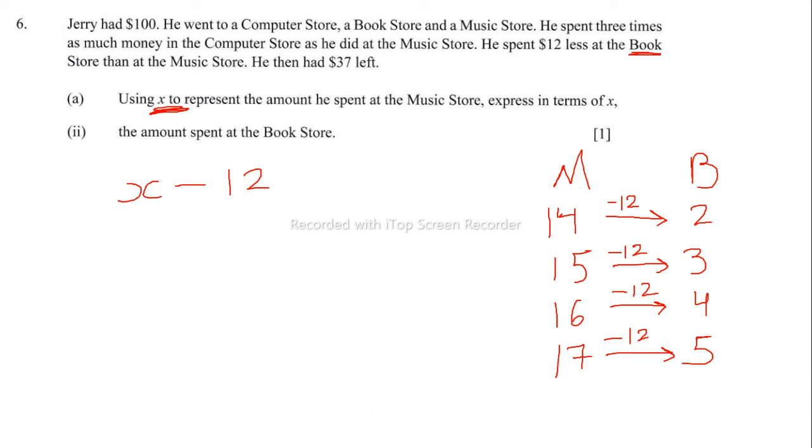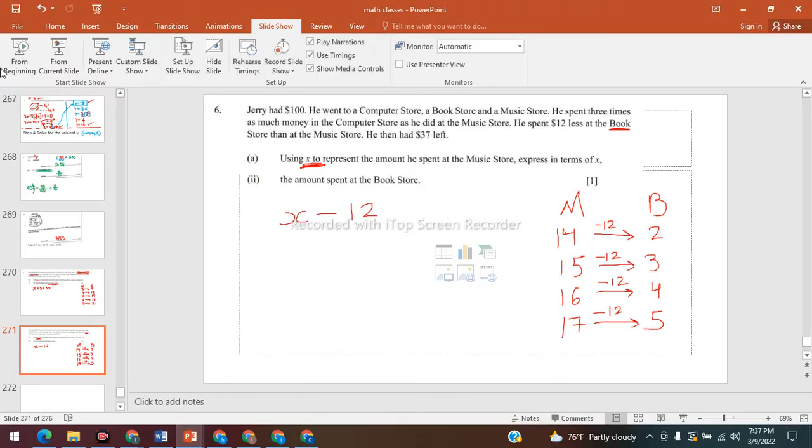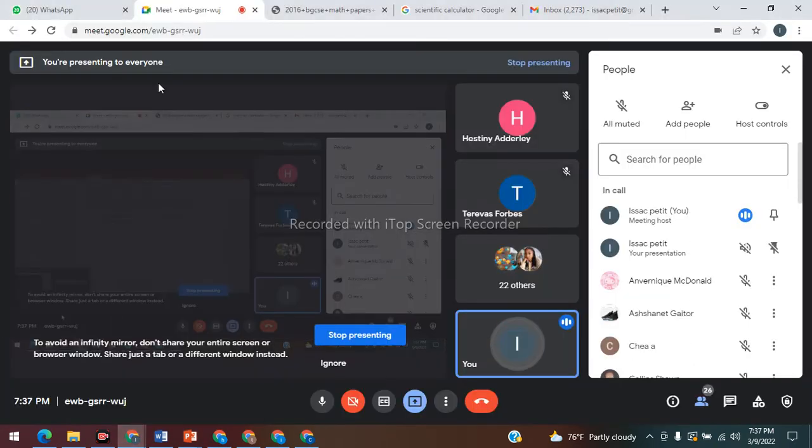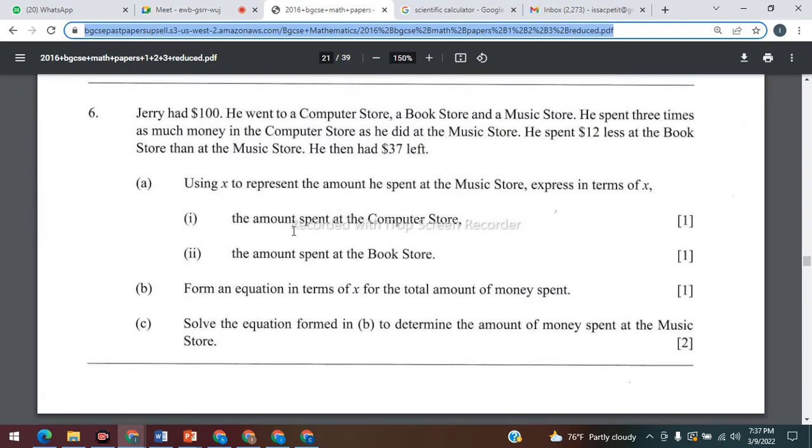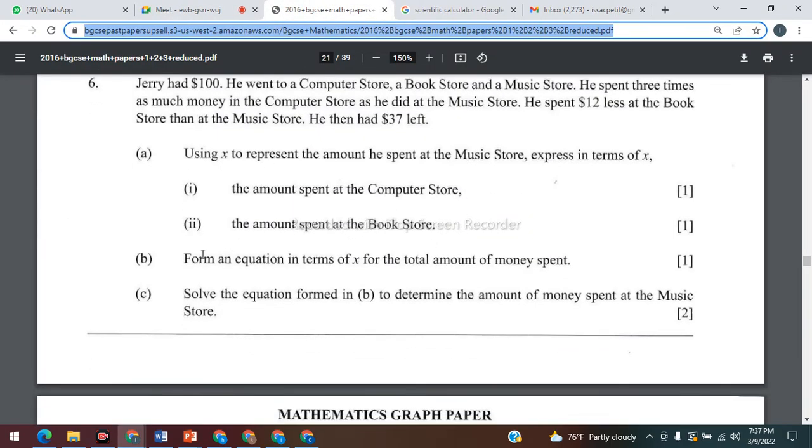Wow. All right, okay, so let's begin. Let's continue. I'm gonna allow you to do this one, the next part of the question. The next part of the question is B. Form an equation in terms of X for the total amount spent, and then solve it. I'll be right back.